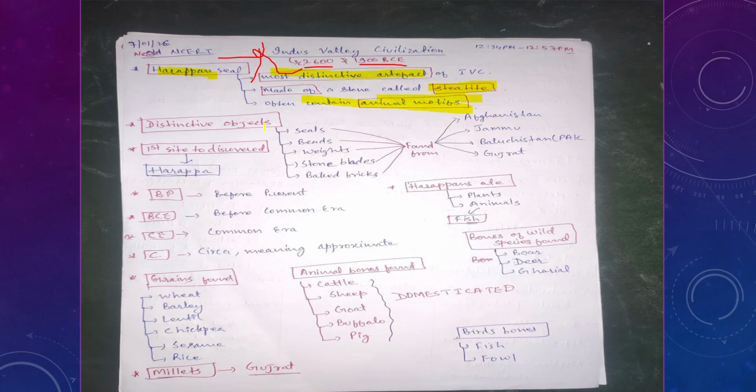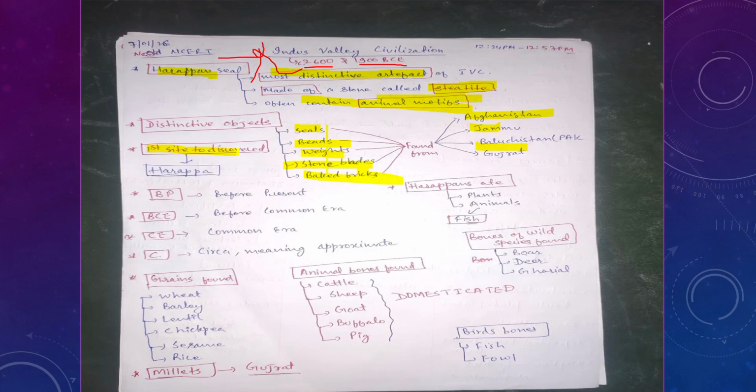Now, what were the distinctive objects? These were not only seals but also beads, weights, stone blades, and baked bricks. These have been the evidence of trade; seals, weights, and all these things have been found from parts of Afghanistan, Jammu, Balochistan, Gujarat, and other parts also.